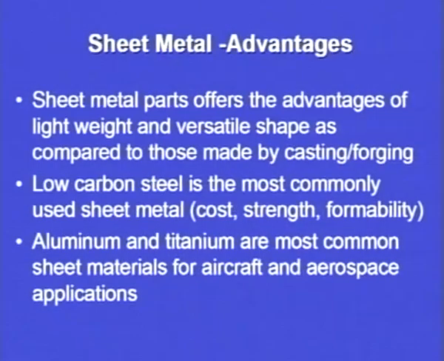So, we have seen that sheet metal forming offers some advantages as compared to casting and forging, and what the different types of materials are that can be used for sheet metal operations. To name a few, it can be low carbon steel, it can be aluminium, or it can be titanium.